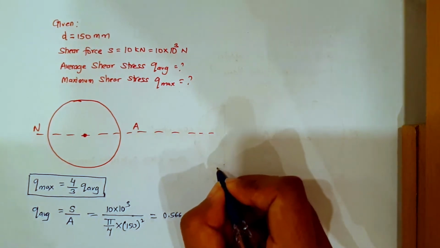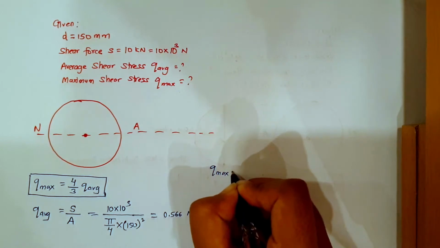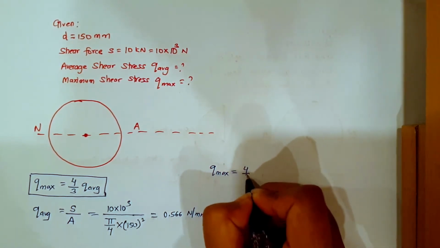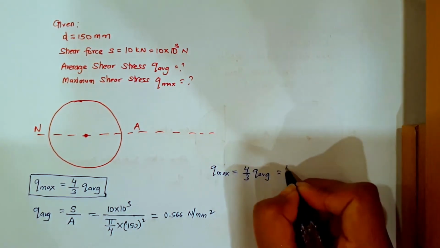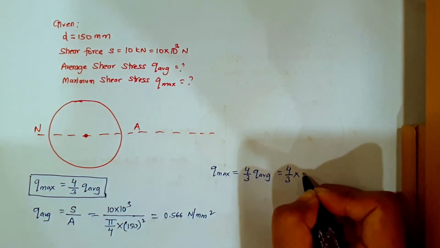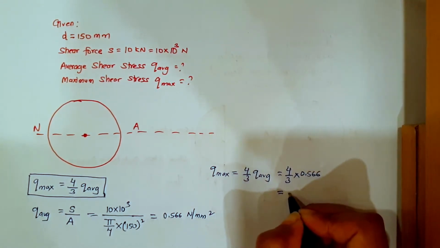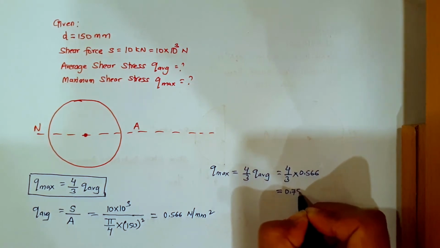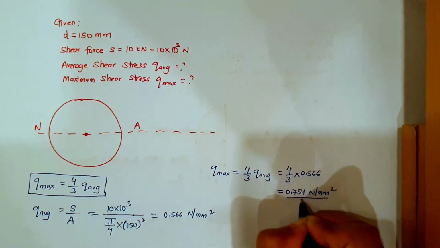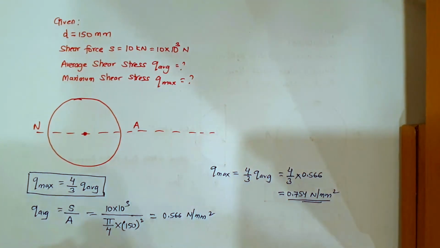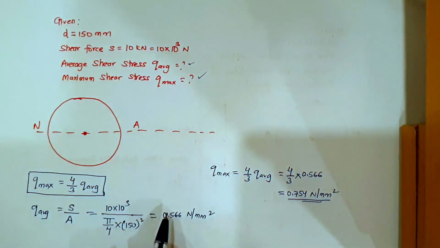To find Q max, Q max will now be equal to 4 by 3 Q average. So from here I have 4 by 3 into 0.566. So from here you get 0.754 Newton per mm square. This is it. We have found Q average also, Q max also we found.